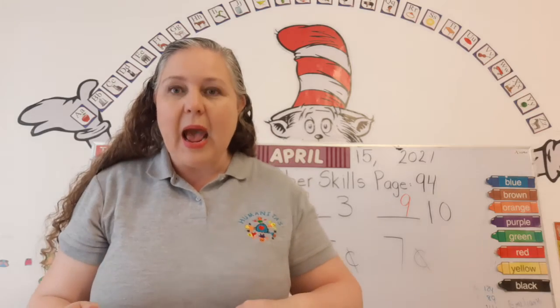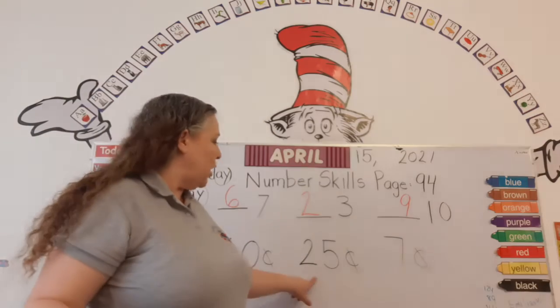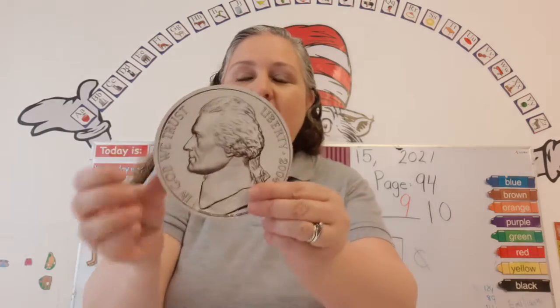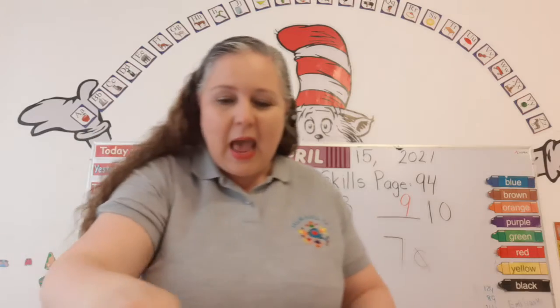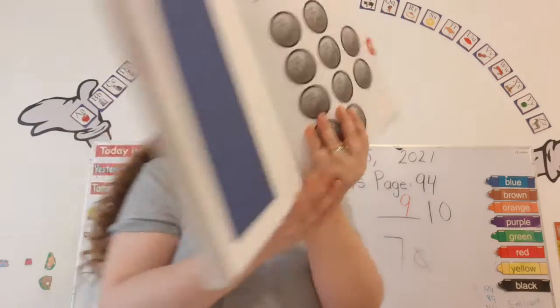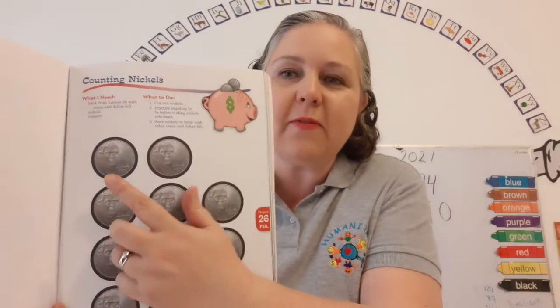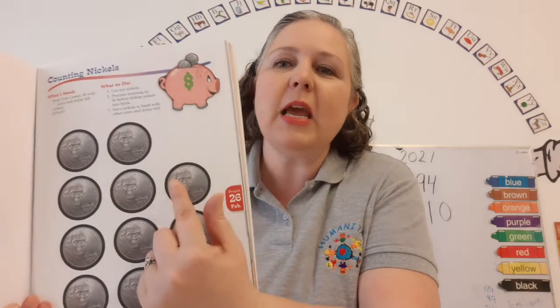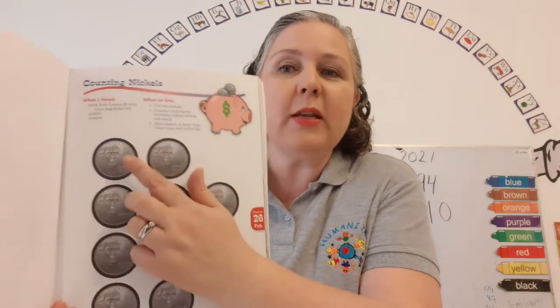Super. Now we're going to look at this number. This says 25 cents. And we're going to count by fives with our nickel. A nickel is worth 5 cents. Money, money, money in my pocket. He said nickel. So how many nickels do we need to make 25 cents? 5, 10, 15, 20, 25. 1, 2, 3, 4, 5. 5 nickels to make 25 cents.